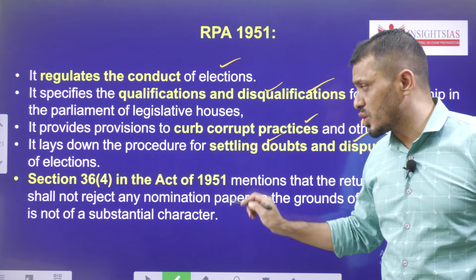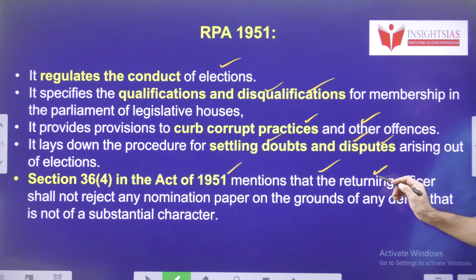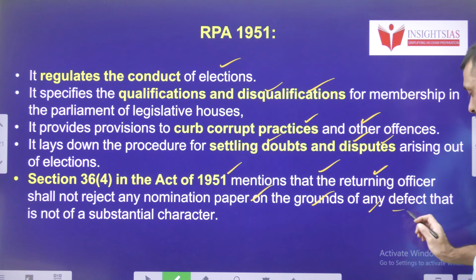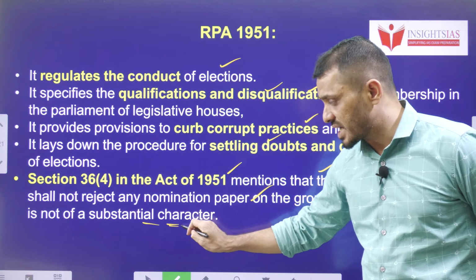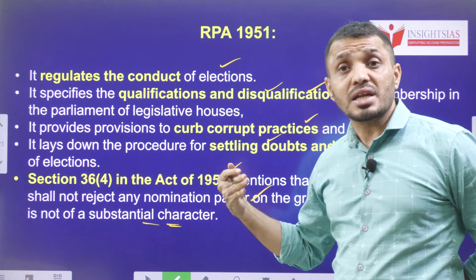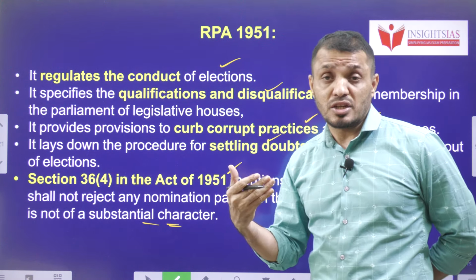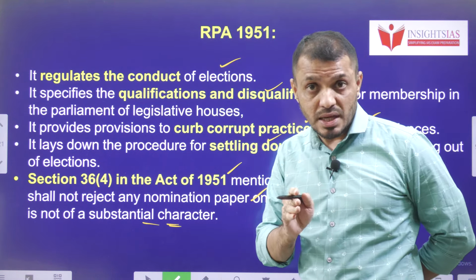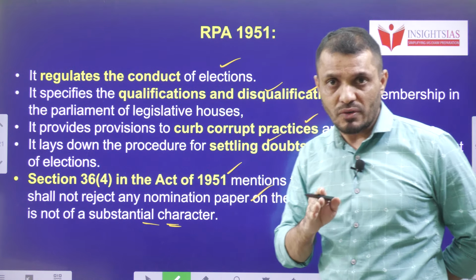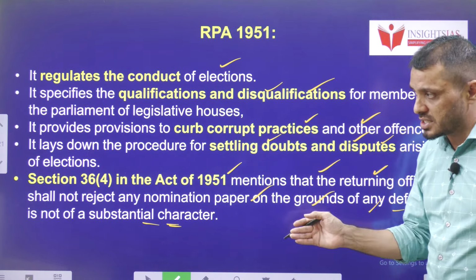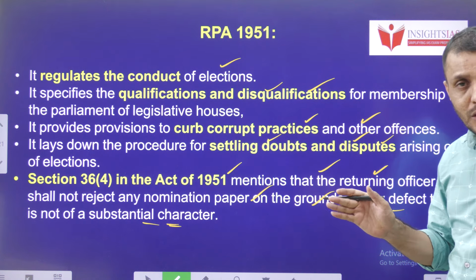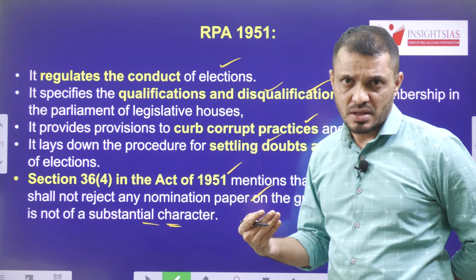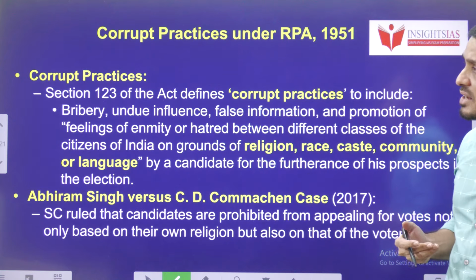Section 36 clause 4 of the Representation of the People Act, 1951 also mentions that the returning officer shall not reject any nomination paper on the grounds of a defect that is not of substantial character. That means if the defect is not substantially or significantly impacting the election, because that information is not revealed, his nomination cannot be rejected by the returning officer. So this case is also related to that. In this case, whatever information the Arunachal Pradesh MLA did not disclose is not substantially going to affect the election. So that election cannot be called null and void.